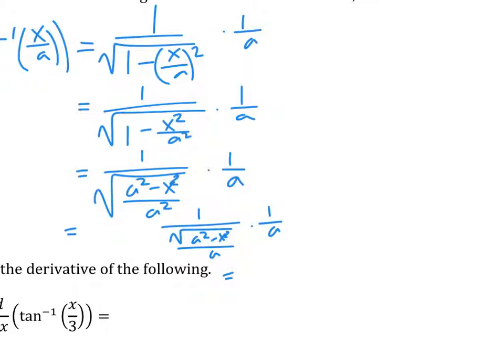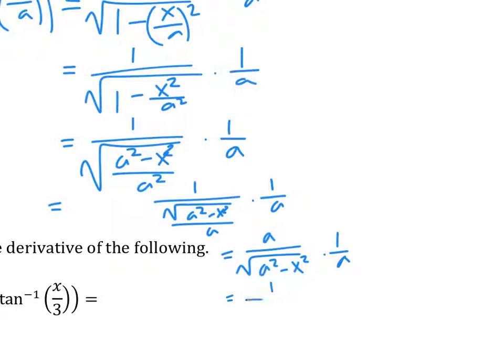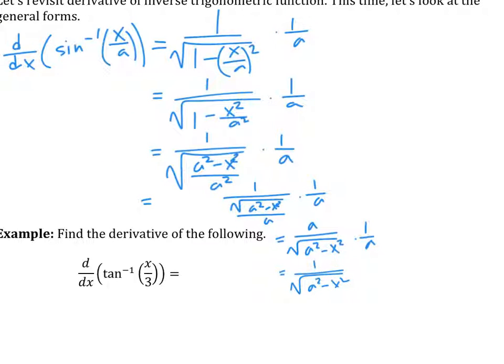I'm going to flip that fraction. So a over a squared minus x squared times 1 over a. Are you guys okay with why I flipped it? 1 divided by a fraction is 1 times the reciprocal. Okay, so the a's are going to cancel. 1 over square root of a squared minus x squared. So this is the form you need to memorize, that the derivative of inverse sine of x over a is this.